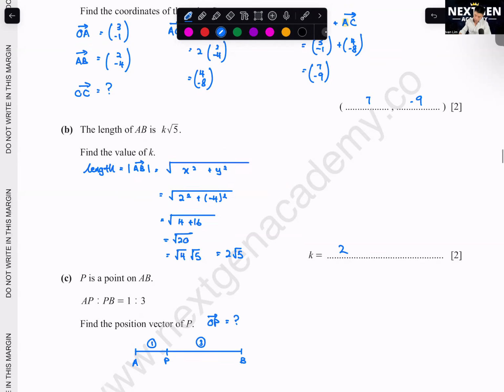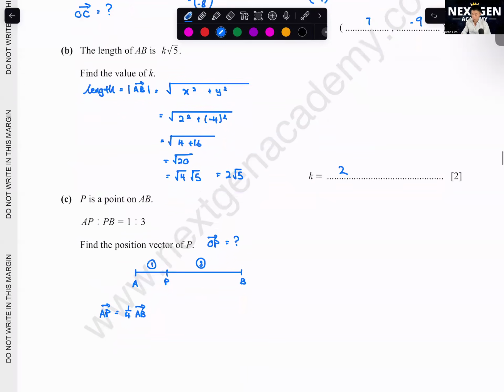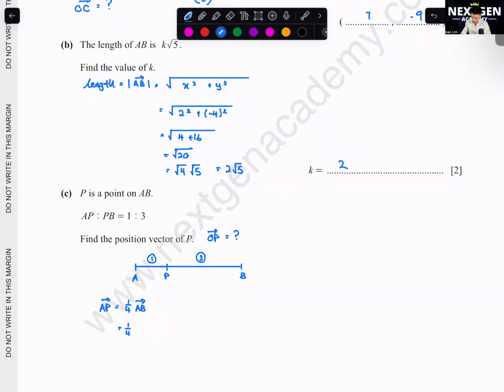Okay, let's see. We can find what is AP. According to this diagram, or this ratio that's given to us, AP will be equal to 1 over 4 AB. The AB that's given to us back in the question is 2, -4. So this one will be 2 over 4, which is 1 over 2, 0.5, and negative 1.